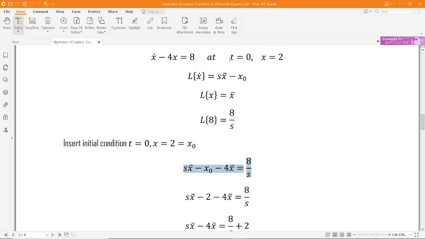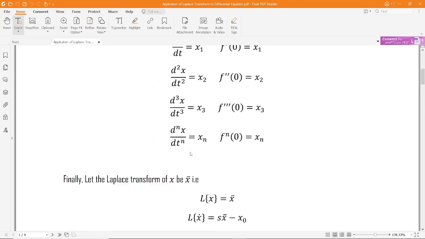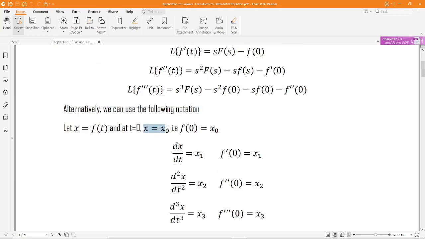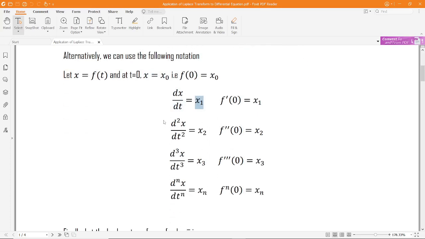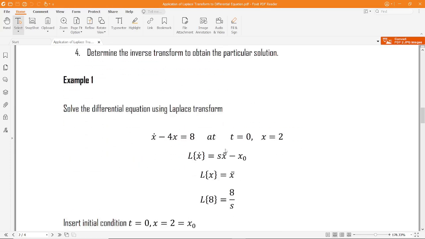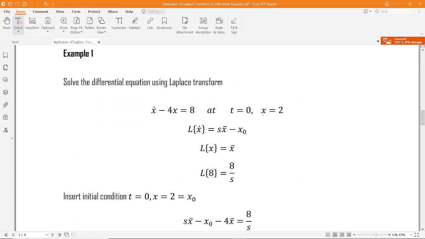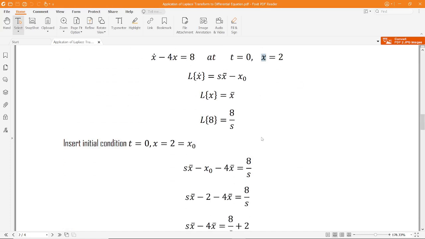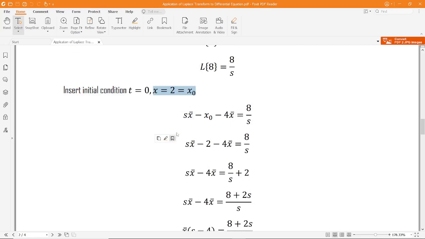Now, we are given initial conditions: at t equals 0, x equals 2. Also, we know that from here, at time t equals 0, my x equals x naught, my x dot is x1, my x double dot is x2, and my x triple dot is x3. So the initial condition I'm given is that at t equals 0, x equals 2. And I know that at time t equals 0, my x is the same thing as my x naught, which is what has been written here. So putting this initial condition into this equation is what has been done here. The x naught now is 2 here.